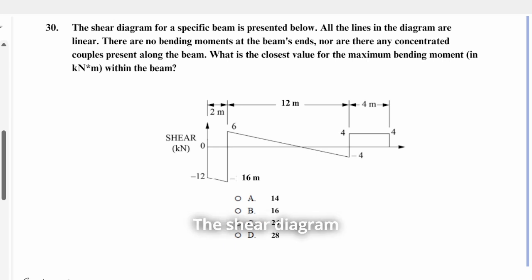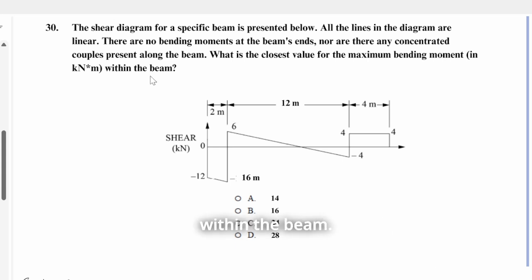Question number 30. The shear diagram for a specific beam is presented below. All the lines in the diagram are linear. No bending moments or concentrated couples present along the beam. What is the closest value for maximum bending moment in kilonewton meters?